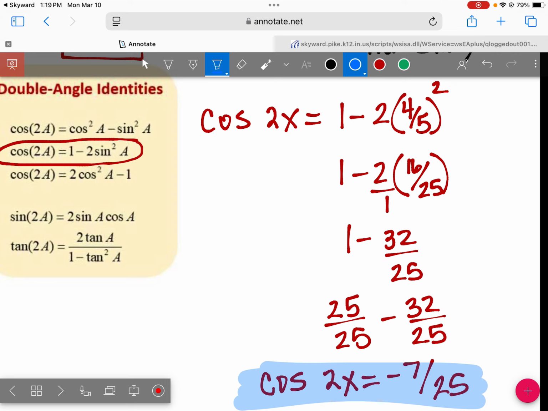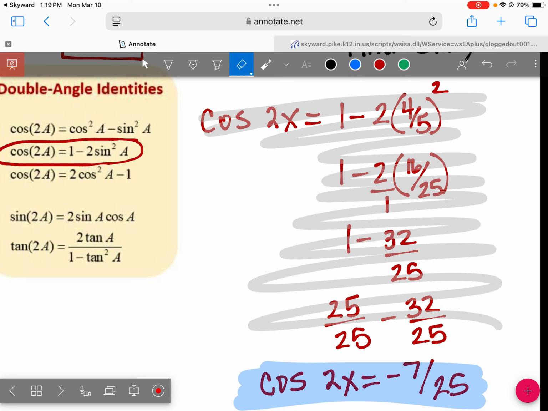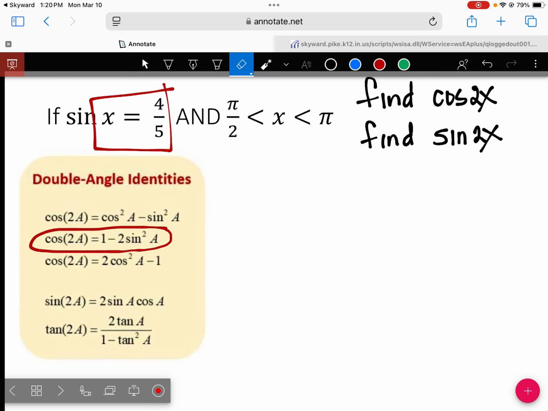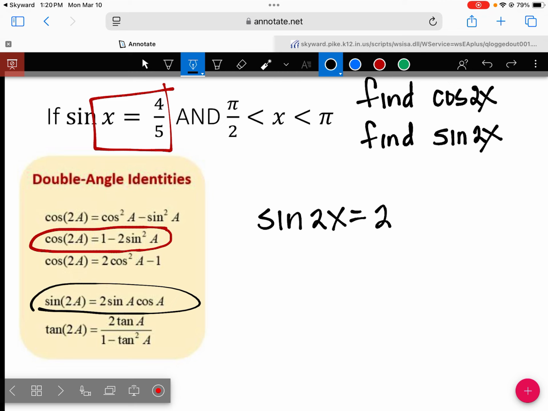All right, last thing we're going to do is find sine double angle. Does everybody have that before I take it off? Anybody need more time? Okay, so now we got to find sine double angle. Now, sine double angle, we only have one option. And to find the sine double angle, I have to know cosine. It says 2 sine x cosine x. So I need to find cosine. Any ideas how I can find cosine?